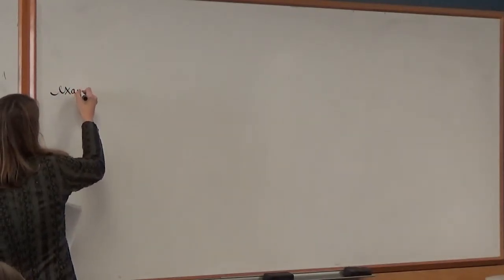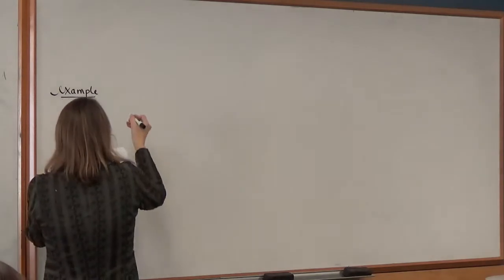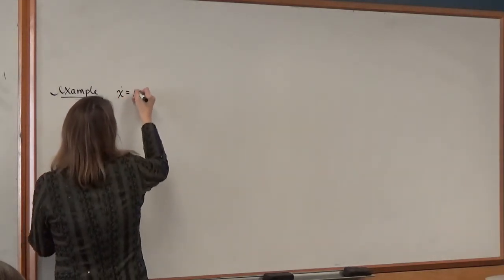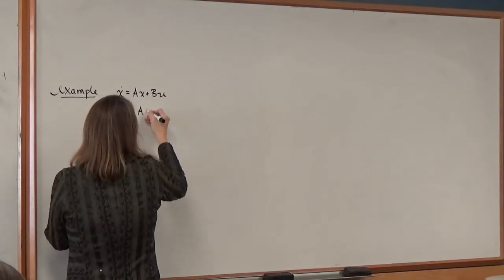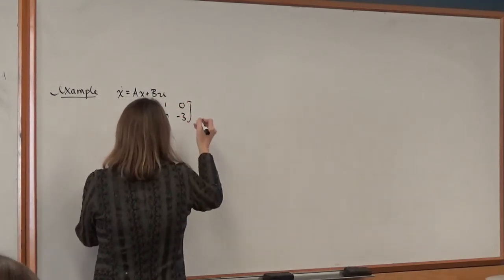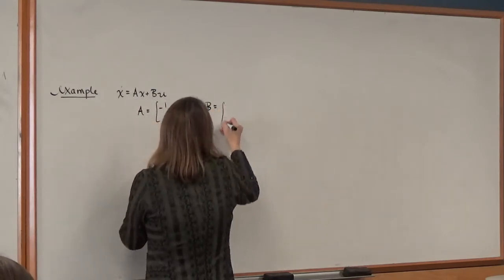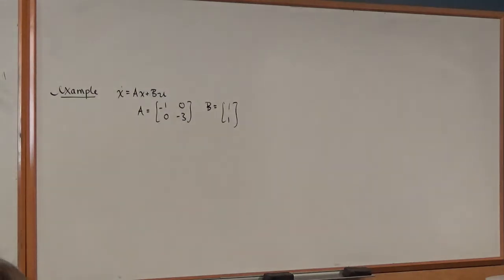Okay, so here's an example. And in the notes, I actually did this example two different ways. So here, again, it's an LTI, single input, single output system. A is -1, 0, 0, -3, so it's already in diagonal form. B is 1, 1. All right, so when you look at that, you think, aha, that must be controllable because of what B looks like.